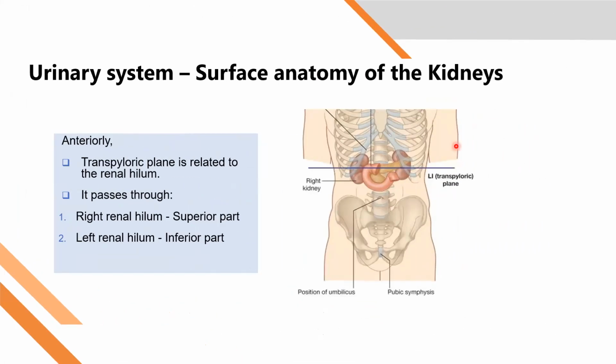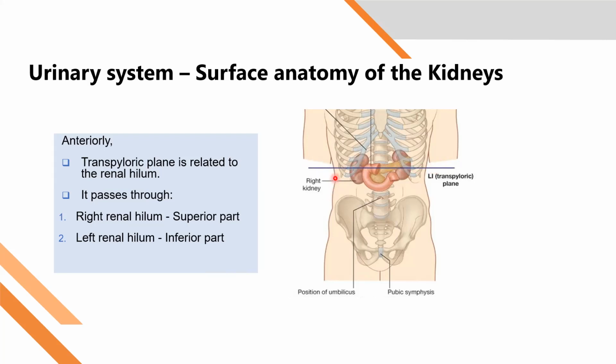This is the surface anatomy of the kidney. Where is the location of the kidney? When you examine, where can you search for the kidney? It's at the level of the pylorus, the pyloric part of the stomach. When you make an imaginary line passing through the pyloric region of the stomach, that line is called the transpyloric plane. And the kidney is located related to this plane.